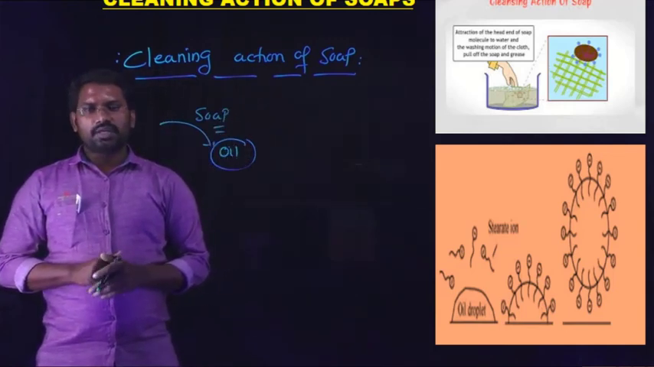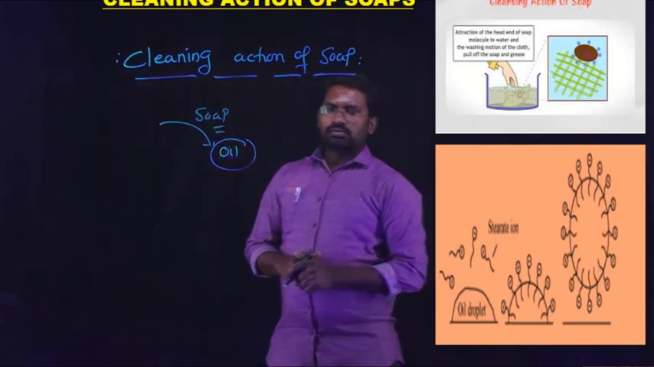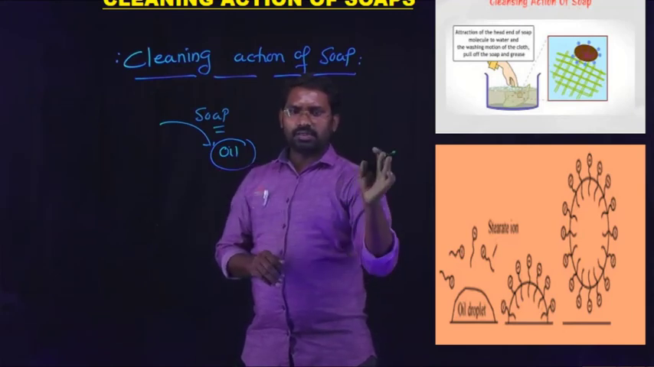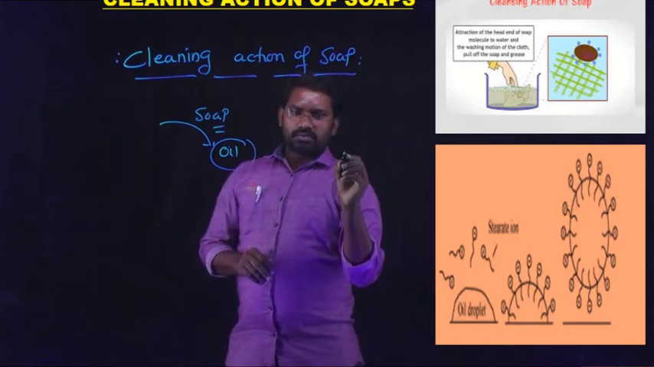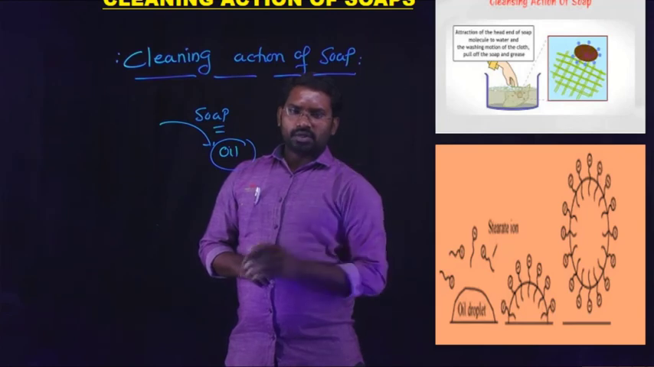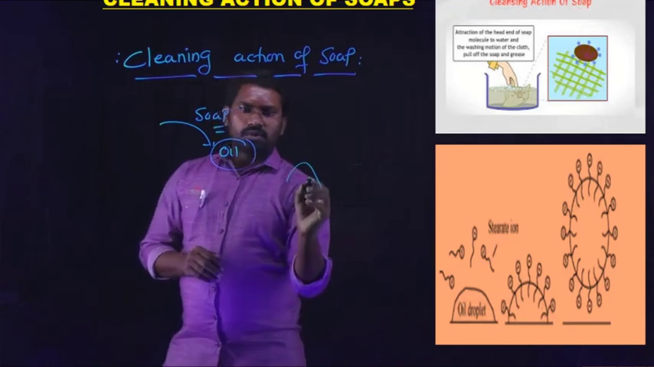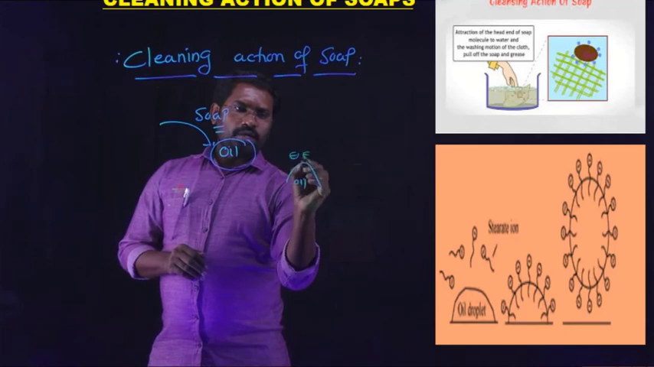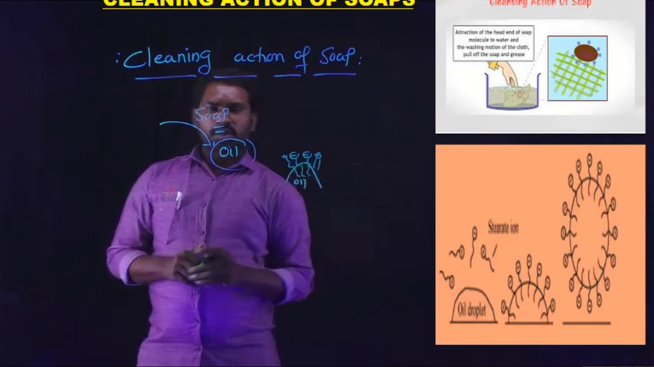Soap consists of stearate ions. When soap is applied to the cloth, the ions present in the soap surround the oil droplet like this. So look at this image. In that image, the polar groups are present outside of the oil droplet in this manner. This is an oil droplet. The polar COO minus groups are present outside of the oil droplet and the hydrocarbon part is present inside of the oil droplet.